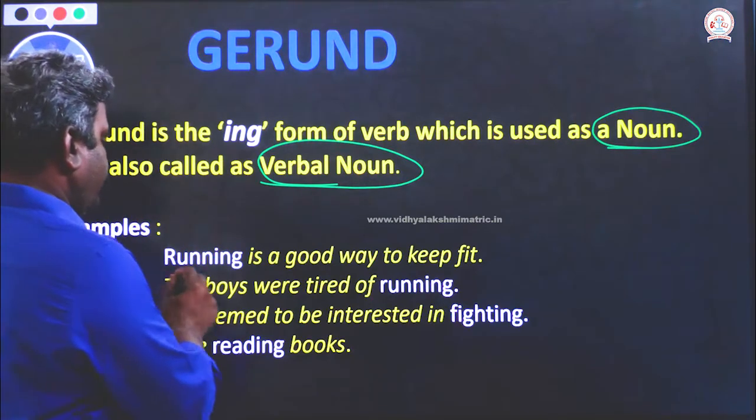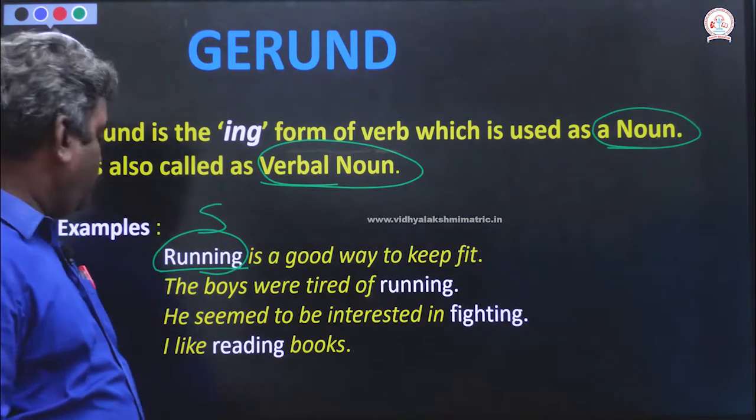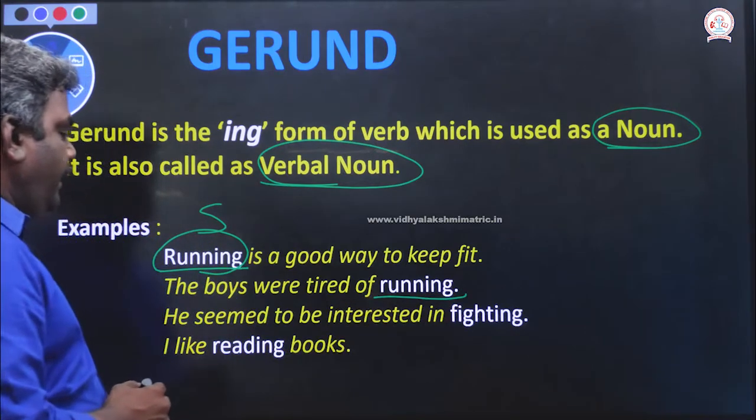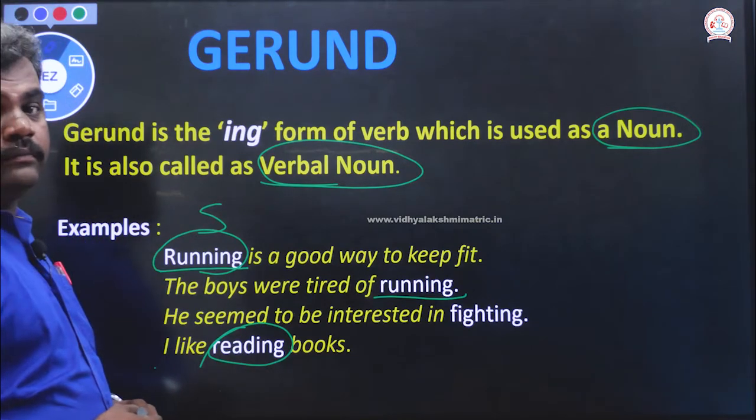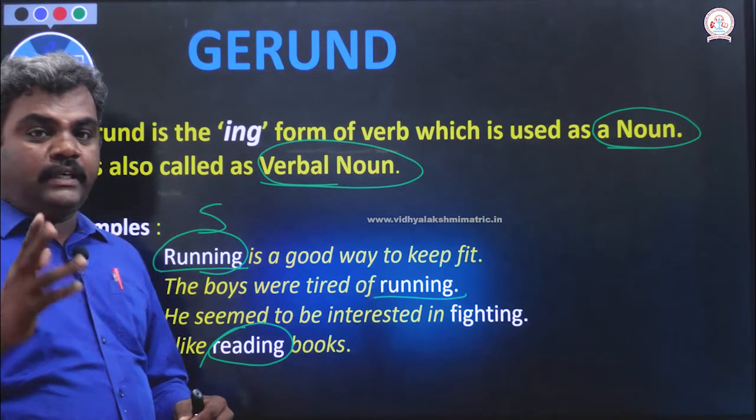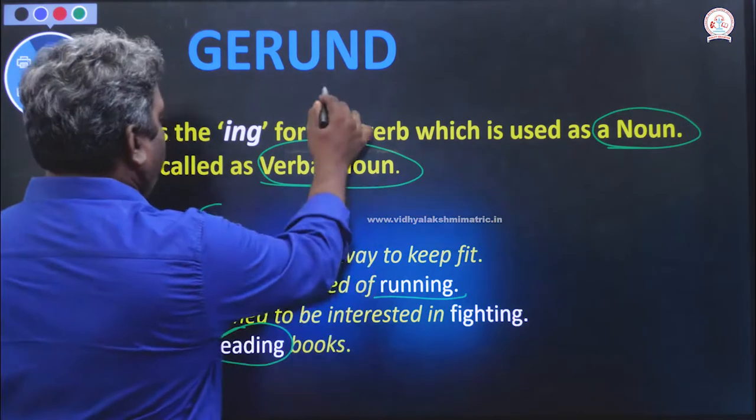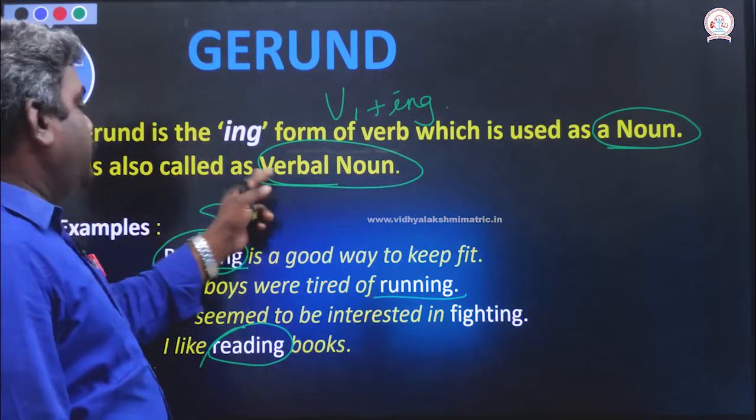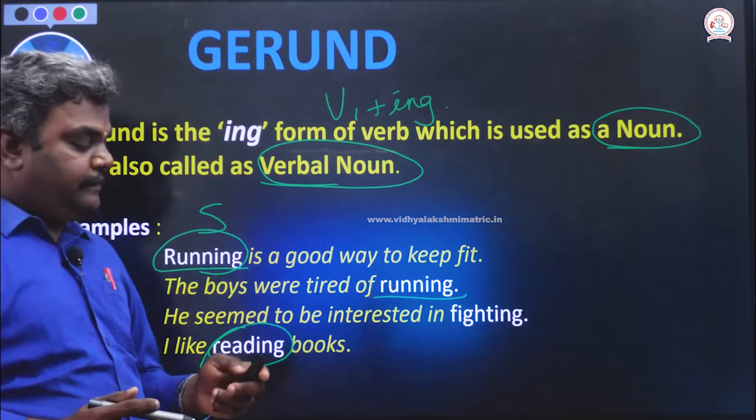Look at this. Running is a good way to keep fit. Subject. The boys were tired of running. He seemed to be interested in fighting. I like reading. That's all. Subject and object. So it can function as a subject and object. Don't mind about it. Gerund is very easy because it's a formation of V1 plus ing. That's all. It's called verbal noun. We need not go for too much explanation about gerund.